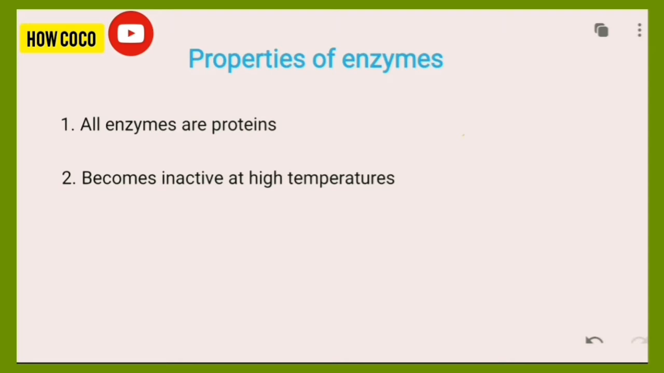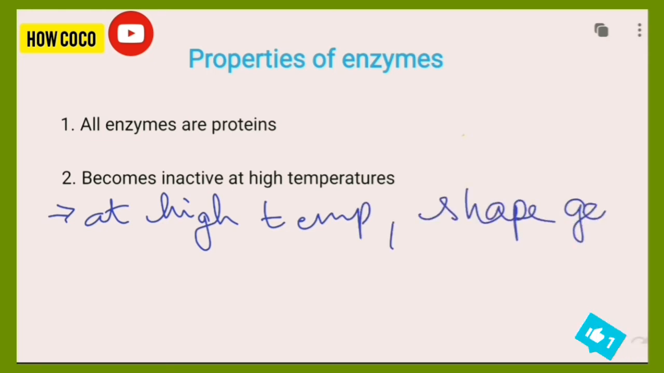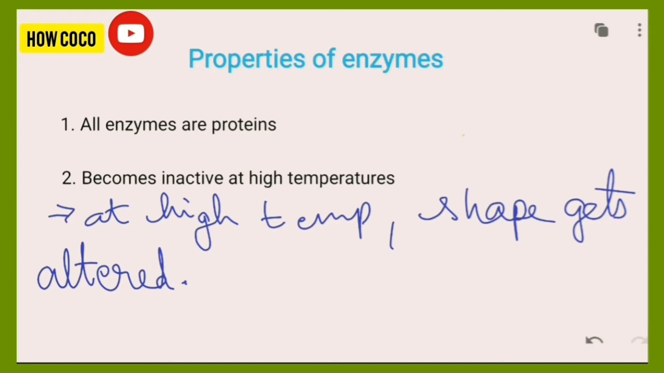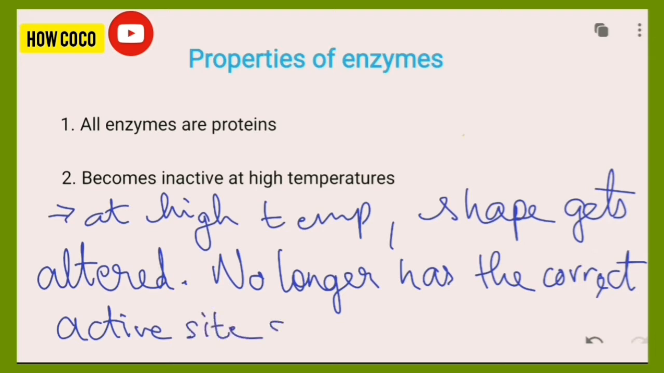Number 2 is that they become inactive at high temperature. The thing is, they are protein molecules. So at high temperature, what happens is that their shape, we know that they have a proper shape, and it's so important. At high temperature, the shape gets altered. The shape, it changes. So basically, it no longer has the correct active site shape. And therefore they won't form an enzyme substrate complex.